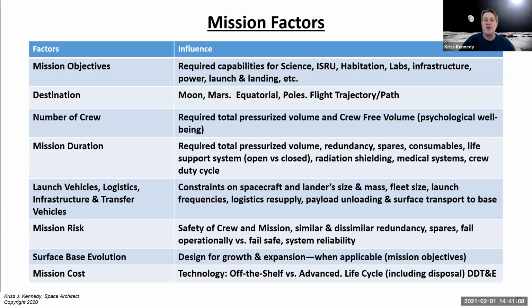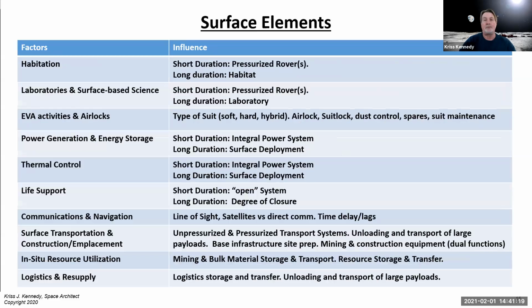Examples are technology, using off-the-shelf technology versus advanced technology, in which case you will have to do some DDT&E to develop that. There are numerous surface elements that are utilized in surface habitats. And for habitation, for short duration missions, you tend to use pressurized rovers. For long duration, you want more of a permanent habitat or habitation capability.